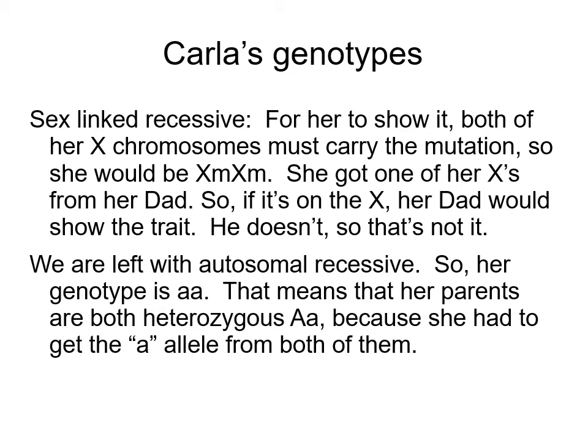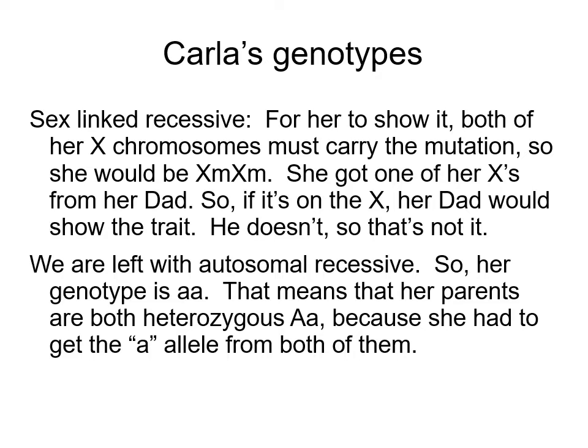Okay, so working to the more plausible possibilities, it could be sex-linked recessive. For her to show it, both of her X chromosomes must carry the mutation if it's recessive, so she would be X little m, X little m. She got one of her X's from her mom and one from her dad. Now, mom's not a problem because mom could be heterozygous, a carrier, but dad is a problem because dad has only one X. And if the gene is located on the X, the dad would have to show the trait since he's hemizygous. Well, dad does not show the trait, so she couldn't have gotten a mutant X from him, so that doesn't work either.